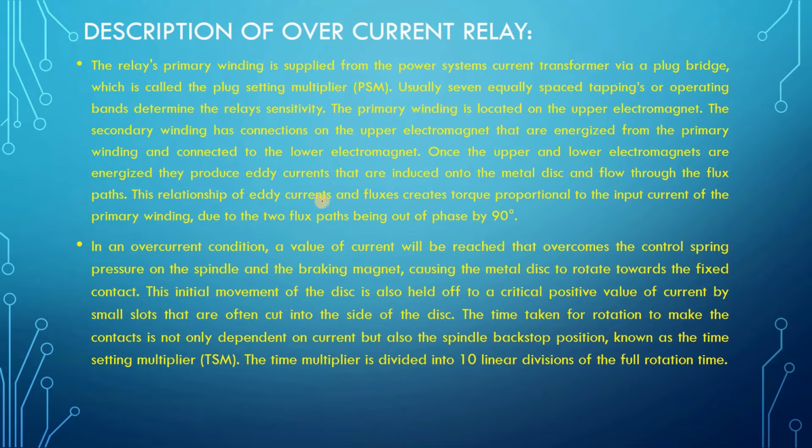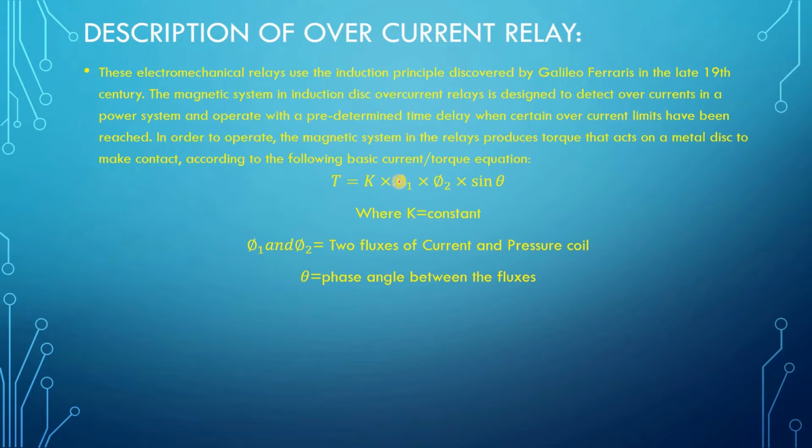This relationship of eddy current and fluxes creates torque proportional to the input current of the primary winding, due to two flux paths being affected. That means the primary winding generates some flux phi1, as you can see here, and the secondary winding generates some flux phi2, and the angle between those two fluxes is signified by sin theta. Depending on the amplitude of phi1, phi2 and sin theta, the disc gets some torque to move.